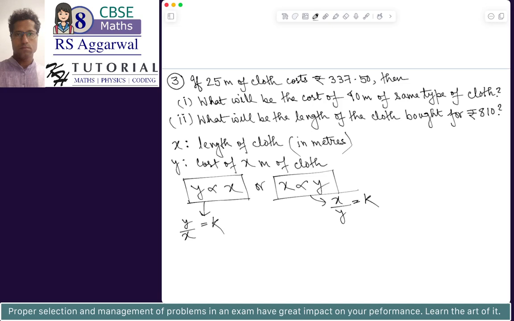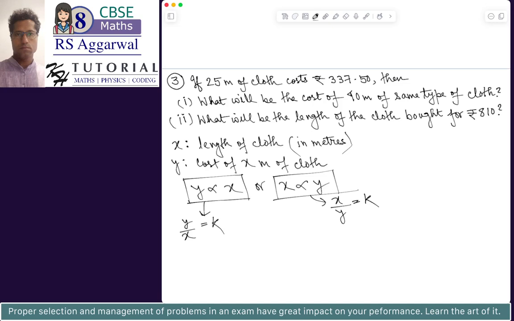Now it does not matter whether you are considering x by y or y by x. For all corresponding values of x and y, x by y will be the same constant value, and for all the corresponding values of x and y, the ratio y by x will be some other constant value.